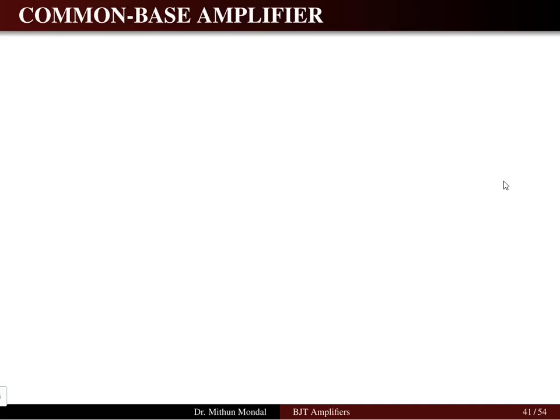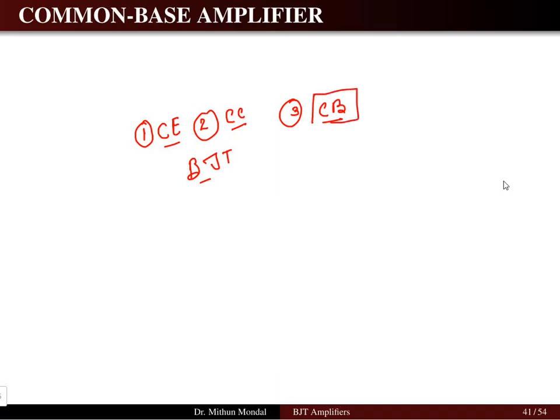Welcome back. We were discussing the BJT amplifiers. In the previous two lectures we have discussed the common emitter amplifier and the common collector amplifier. So these two special types of amplifiers, which are again BJT amplifiers, we have discussed. Now in the third part we will be discussing the common base amplifier.